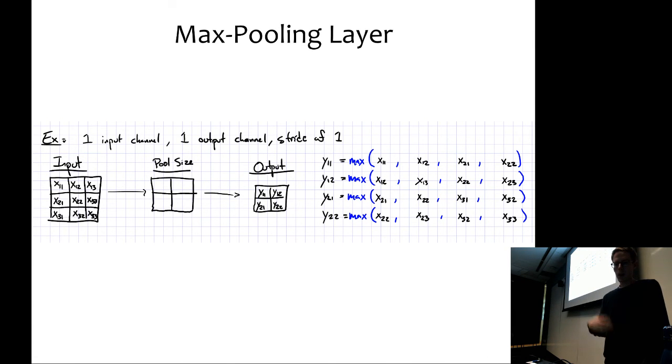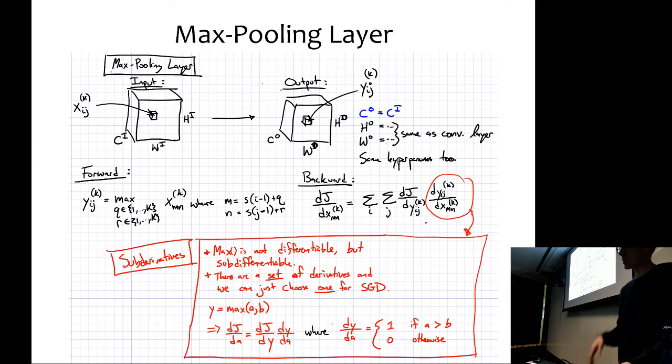Okay, so a max pooling layer is just a max. And so just as with the ReLU layer, we can work with subderivatives here. We can work with subderivatives of a max pooling layer as well. And so we get a forward and a backward.